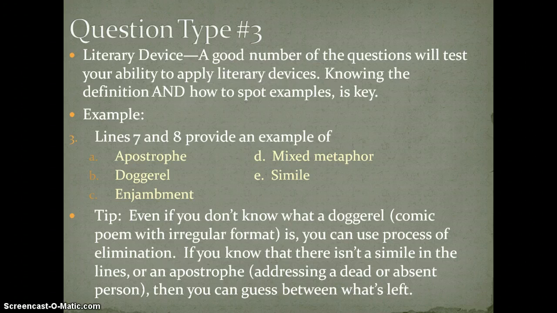Even if you don't know what a doggerel, comic poem with irregular format, is, you can use process of elimination. If you know that there isn't a simile in the lines, or an apostrophe, which is where they address a dead or absent person, then you can guess between what's left.